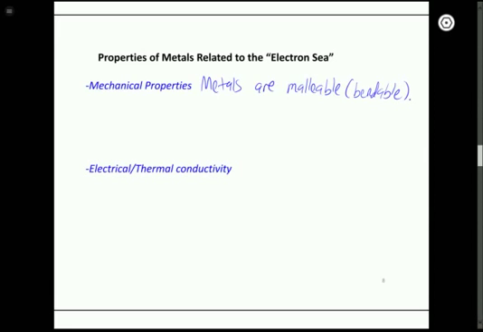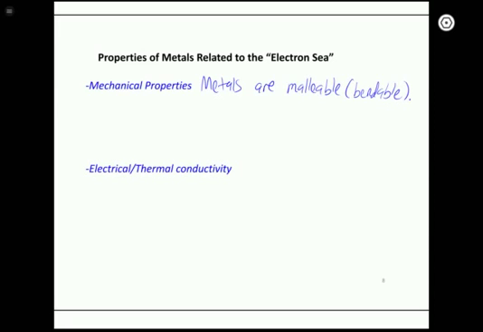If you ever witness a car accident, hopefully not, but if you ever have, or been in one yourself, the metal parts in your car don't shatter. Even under very high forces, they bend and they distort, but they don't shatter. So that's what we mean by being malleable. You can bend them, but it's very difficult to completely break or shatter them.